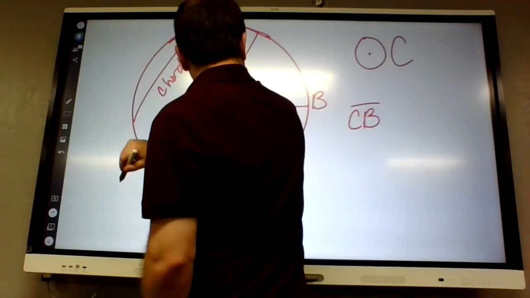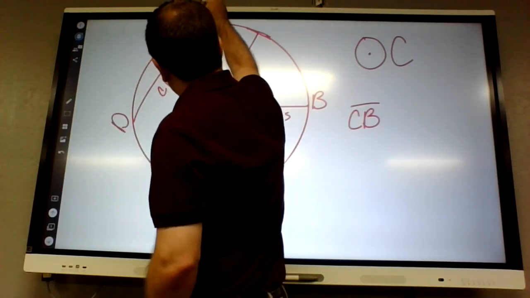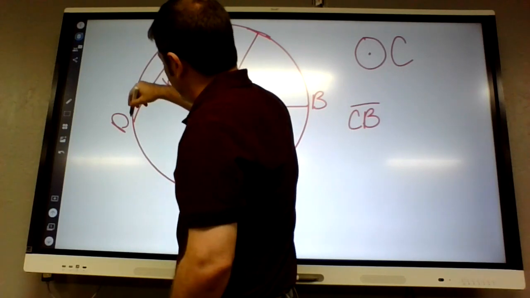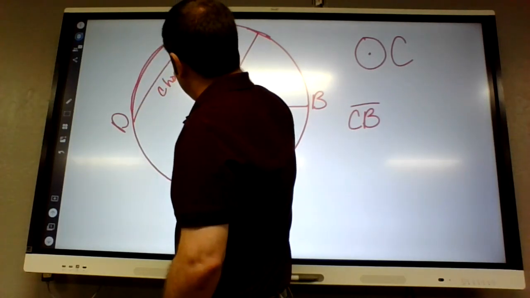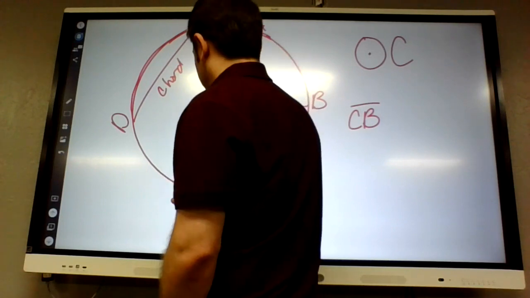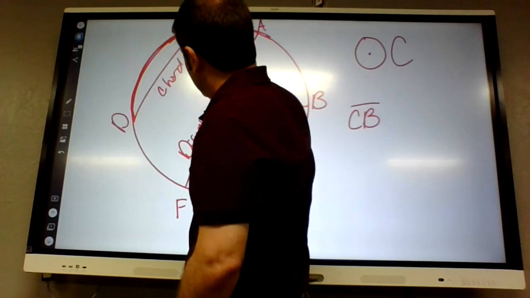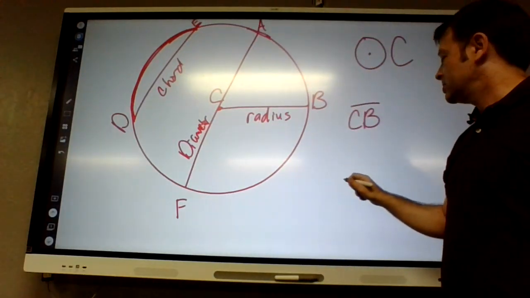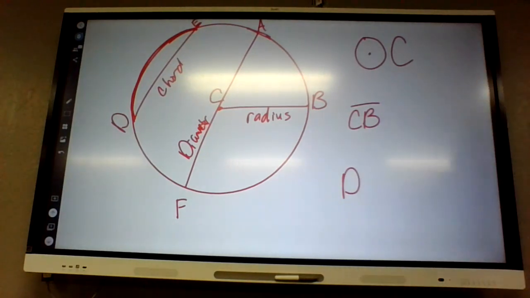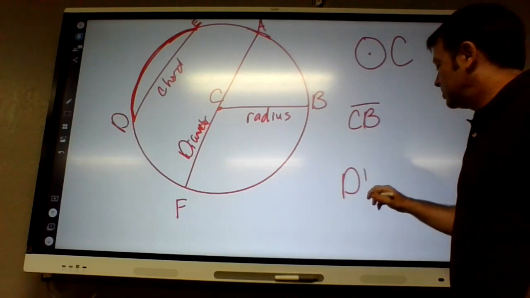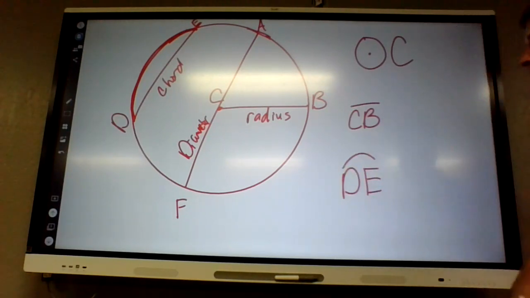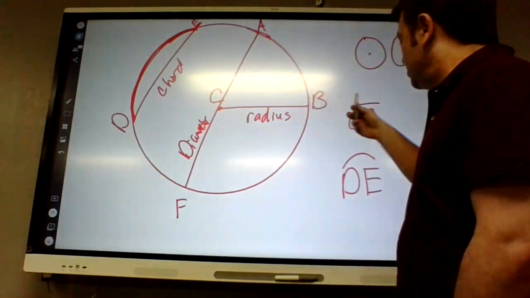What if we're talking about, so we got chord DE, but what if I want to talk about from there to there, what's that? Anybody know? What's that called? Arc. It's called an arc. So to label it, there's a little arc symbol, so that'd be arc DE. So you could say any part though. You could say arc EB or whatever.